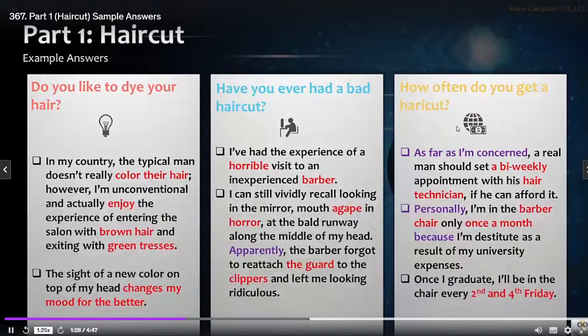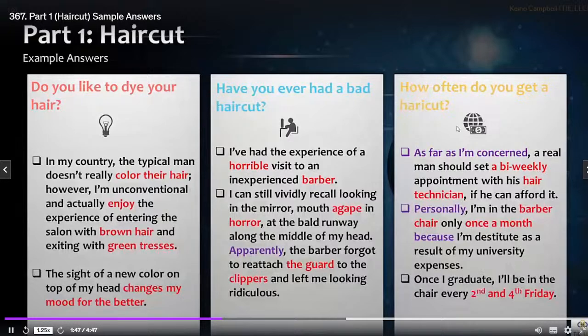There we have some really good vocabulary. Color their hair, enjoy instead of like. Again, brown hair, green tresses. Again, we're dealing with synonyms of dye. Changes my mood for the better, a synonym for like.